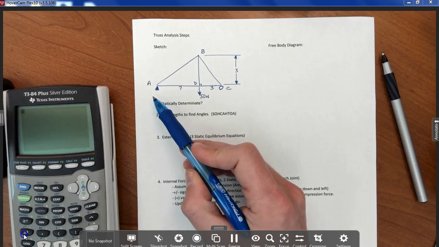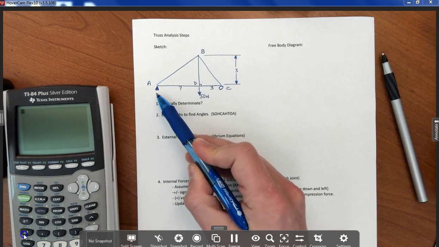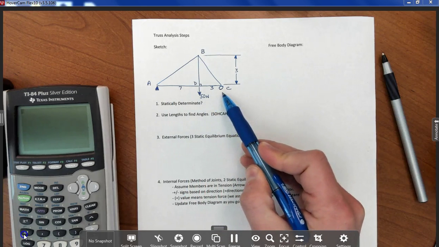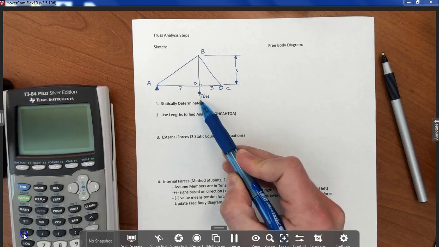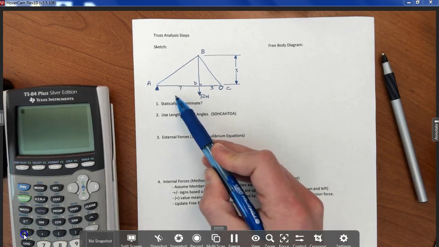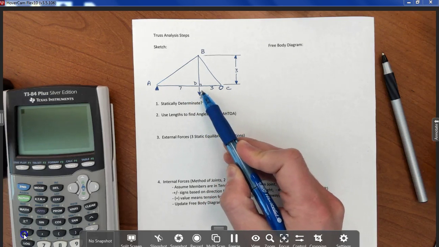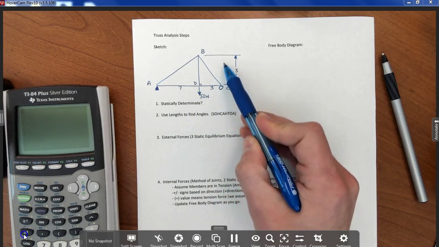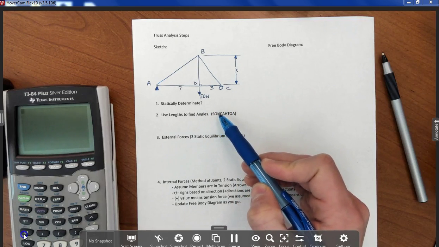We've got joints at A, B, C, D. We've got a pin support at A, a roller support at C. We have a load of 50 newtons at joint D. We've got some lengths. We've got this length here from A to D is 7 units, from D to C is 3, as well as height of 3. Obviously not drawn to scale, but we're going to go with the data that's been given.